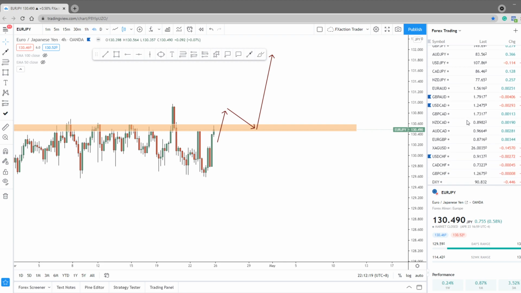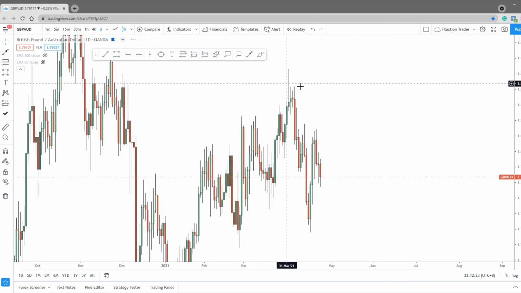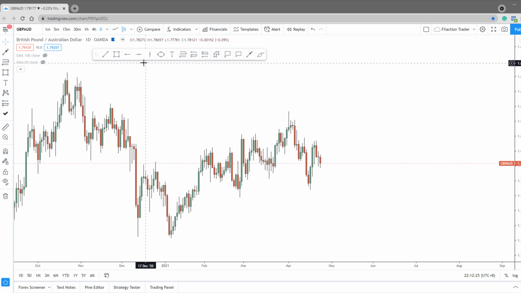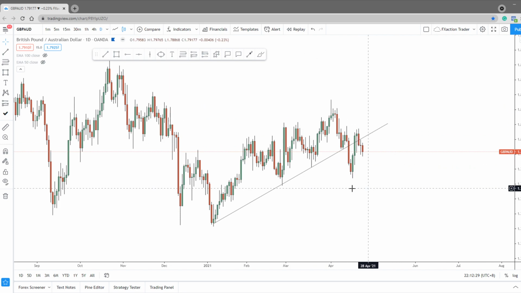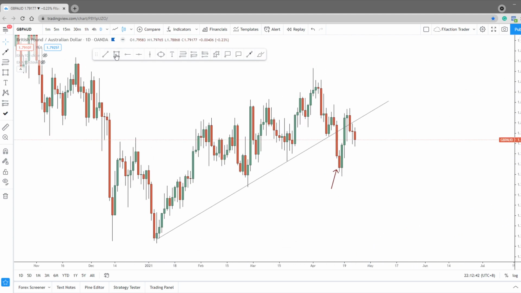So let us move to Pound Aussie. On the Pound Aussie daily chart, the first signal is that the market has broken this uptrend structure and created a new low. And the second thing is that the market retested the previous lower high of this daily structure, but the market couldn't break above this structure.